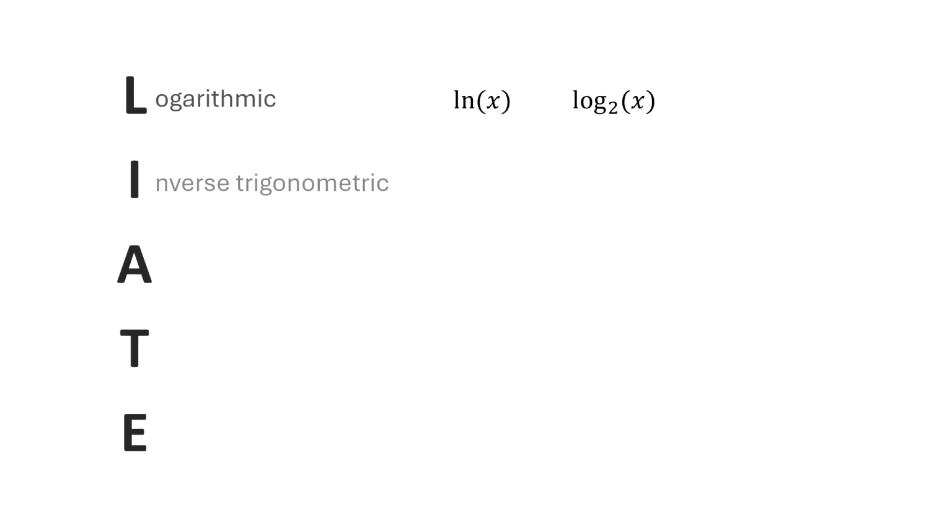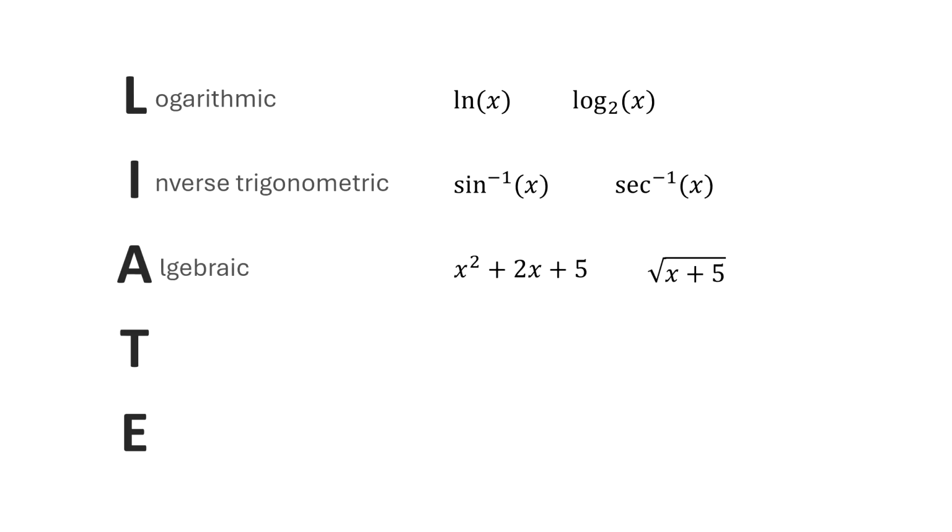For that, we use the LIATE heuristic, which stands for logarithmic, inverse trigonometric, algebraic, trigonometric, exponential. This rule tells us which function to choose as u. Pick the one that appears first in this list.